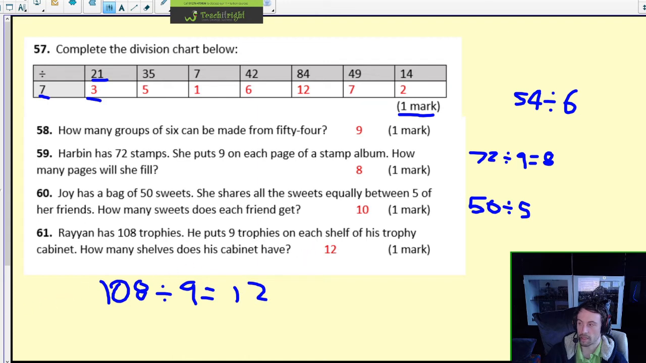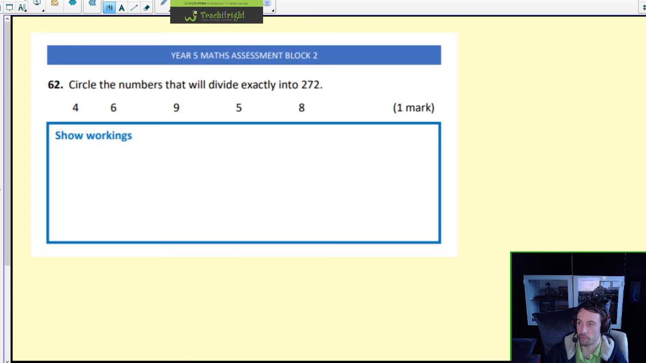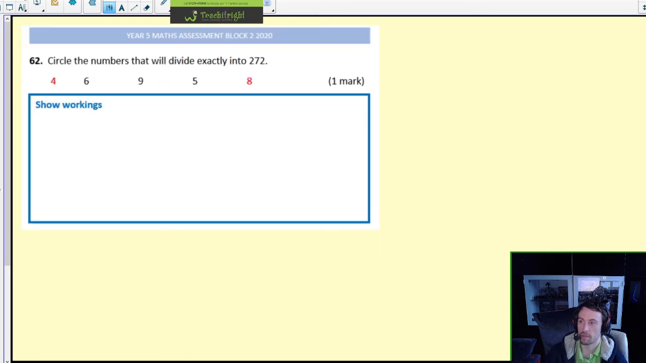Doing brilliantly, guys. The end is really close now. So 62, circle the number that divides exactly into 272. So the numbers that go in are 4 and 8. And for these, you can use your divisibility rules, which we'll go through again.